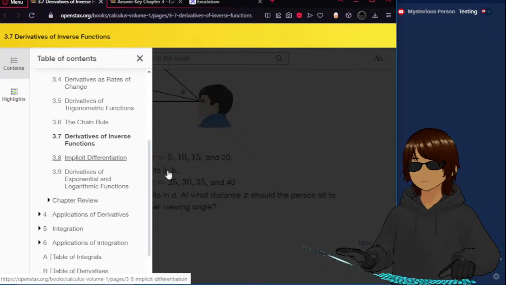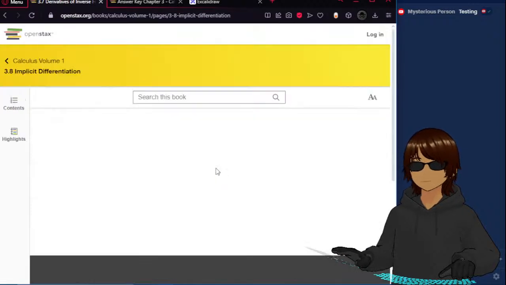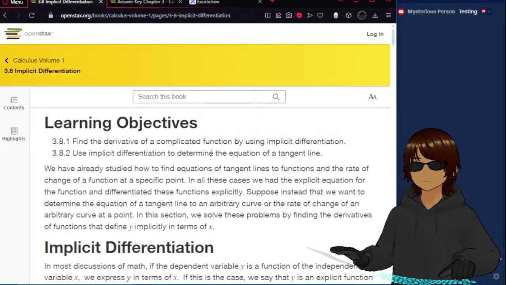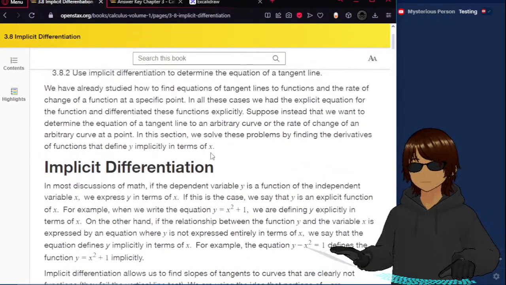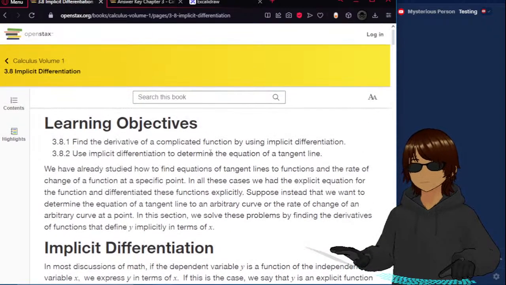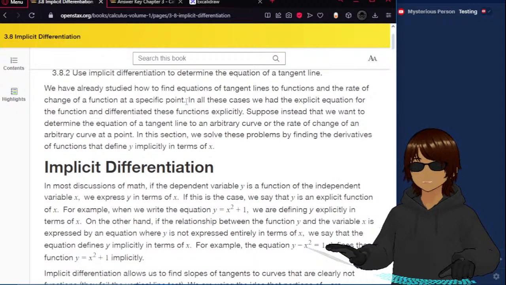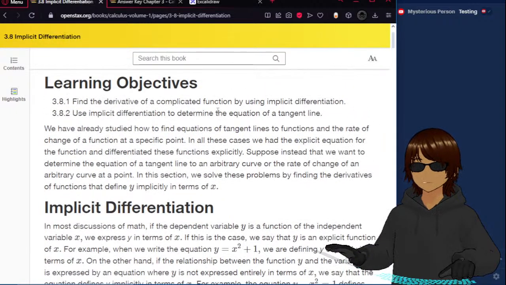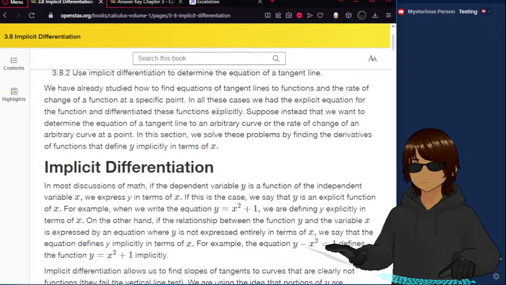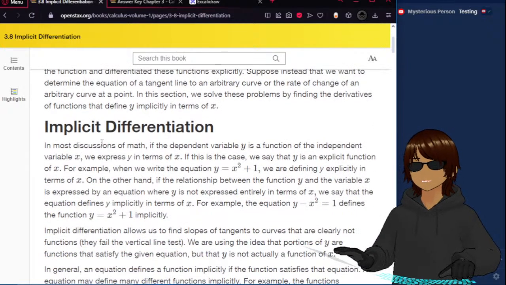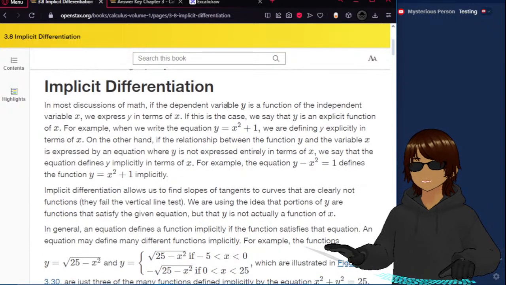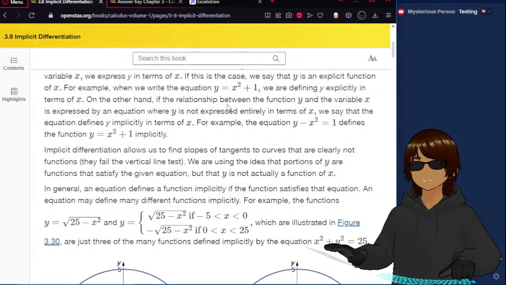Implicit differentiation. In most discussions of math, if the dependent variable y is a function of the independent variable x, we express y in terms of x. If this is the case, we say that y is an explicit function of x. For example, we write the equation y is equal to x squared plus 1. We are defining y explicitly in terms of x.